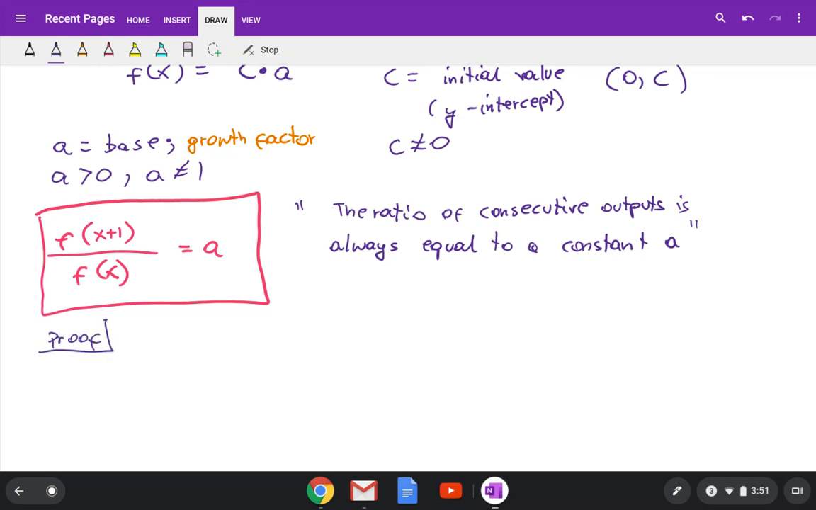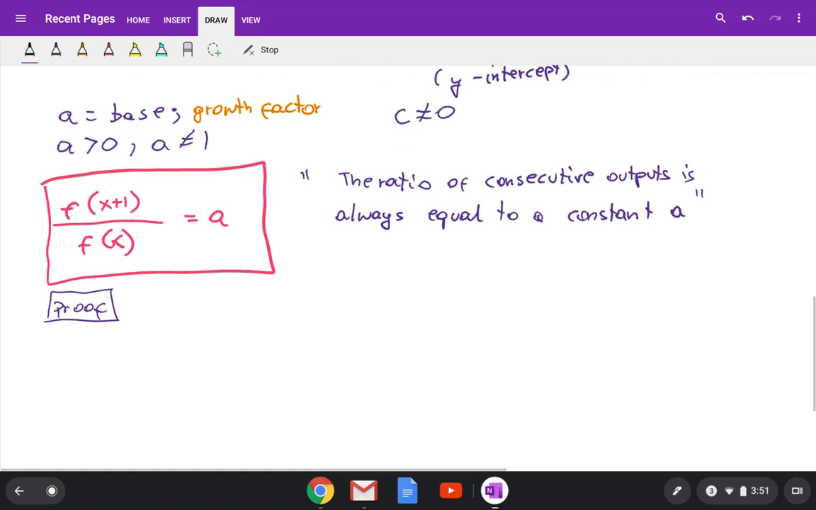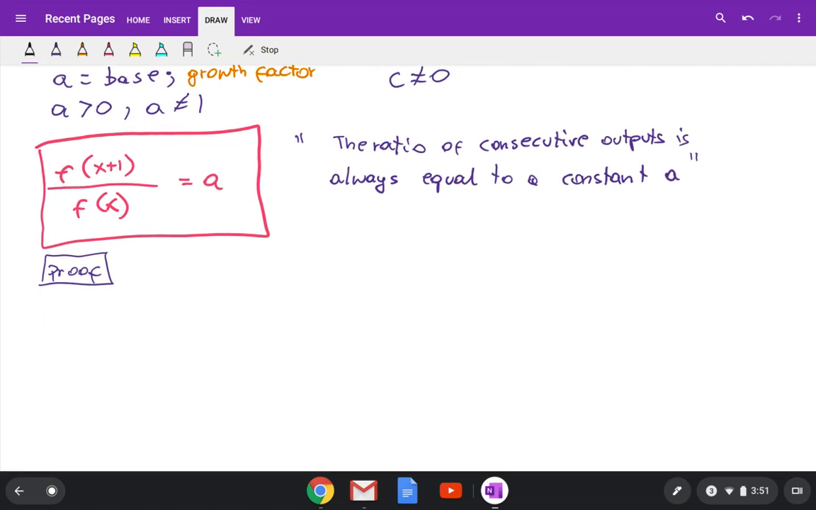So let me prove that. I like to show students the proofs because if somebody considers studying math, there's a lot of stuff you will need to prove. So f of x is an exponential function, c times a to the power of x, and we want to prove that f of x plus 1 divided by f of x is equal to a. Let me create f of x plus 1. I replace x with x plus 1, so this is c times a to the power of x plus 1.